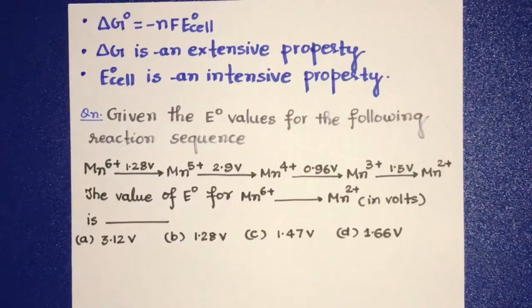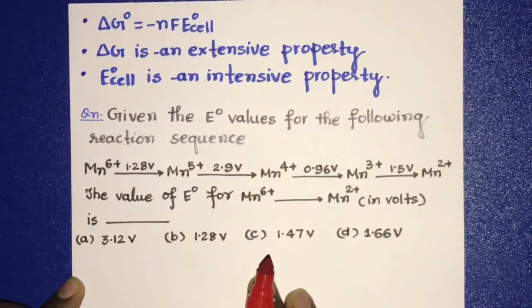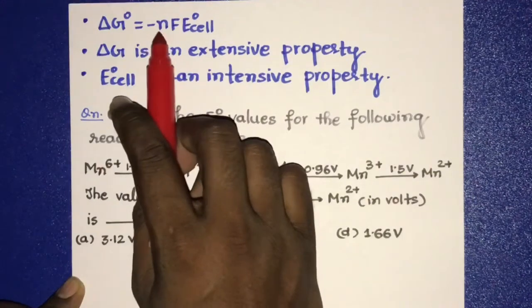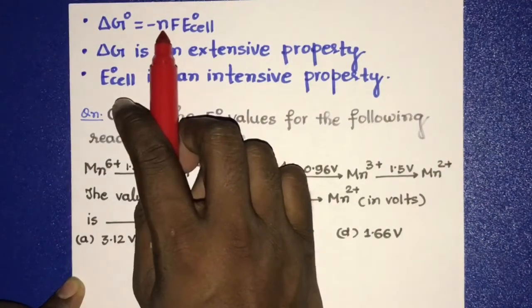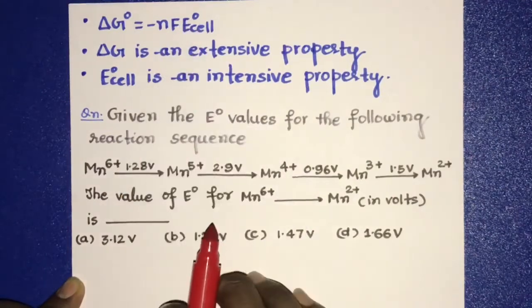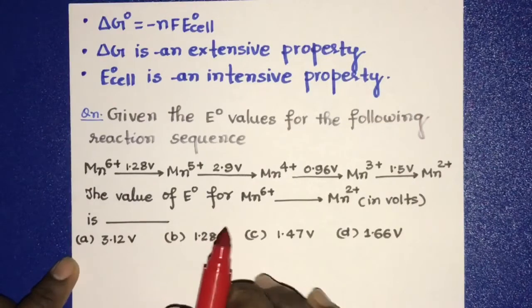Hello everyone, good morning. Today I am going to discuss how to calculate the E0 cell of any half cell reaction. Now, we know that delta G naught is the standard Gibbs free energy change, and that is equal to minus n, which is the number of electrons involved in that redox reaction. F is the Faraday constant, and E0 cell is the standard electrode potential.